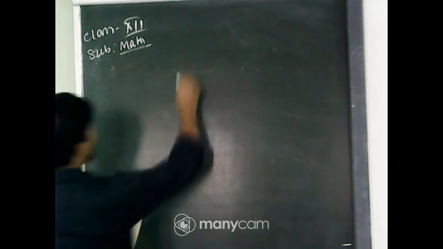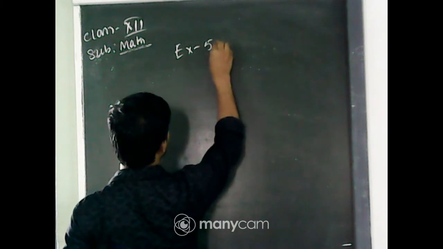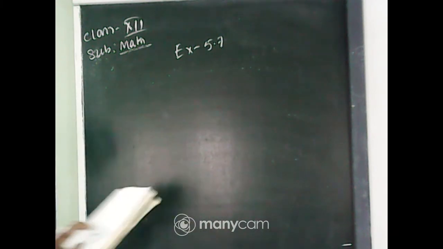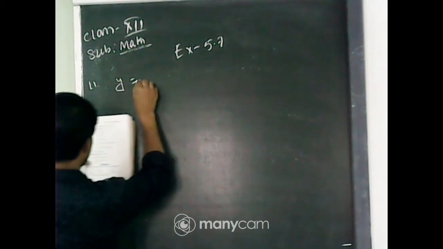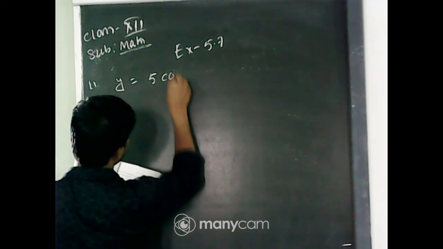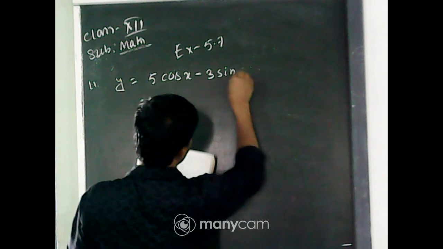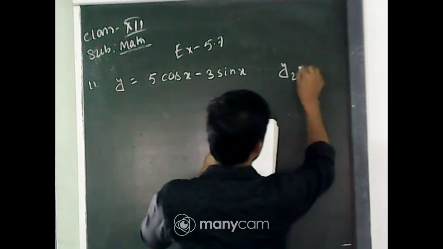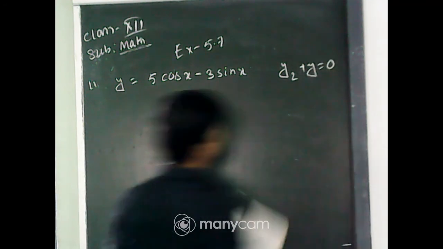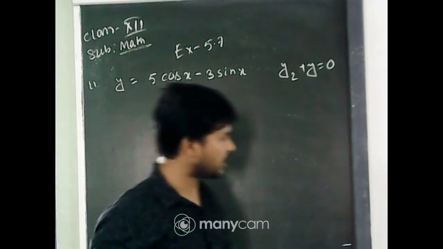Okay, so let's start from question number 11 of exercise 5.7. Question number 11 is: if y is equal to 5 cos x minus 3 sin x, then we have to prove that y2, that is d2y/dx2, plus y is equal to 0.